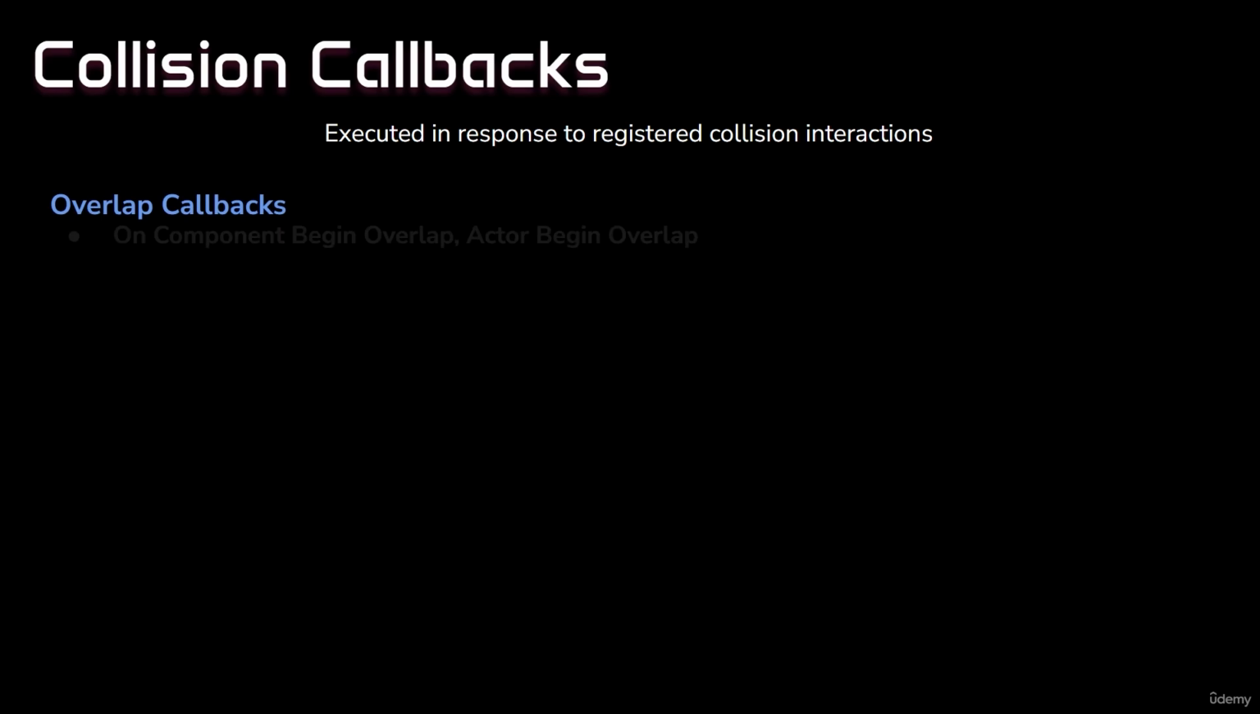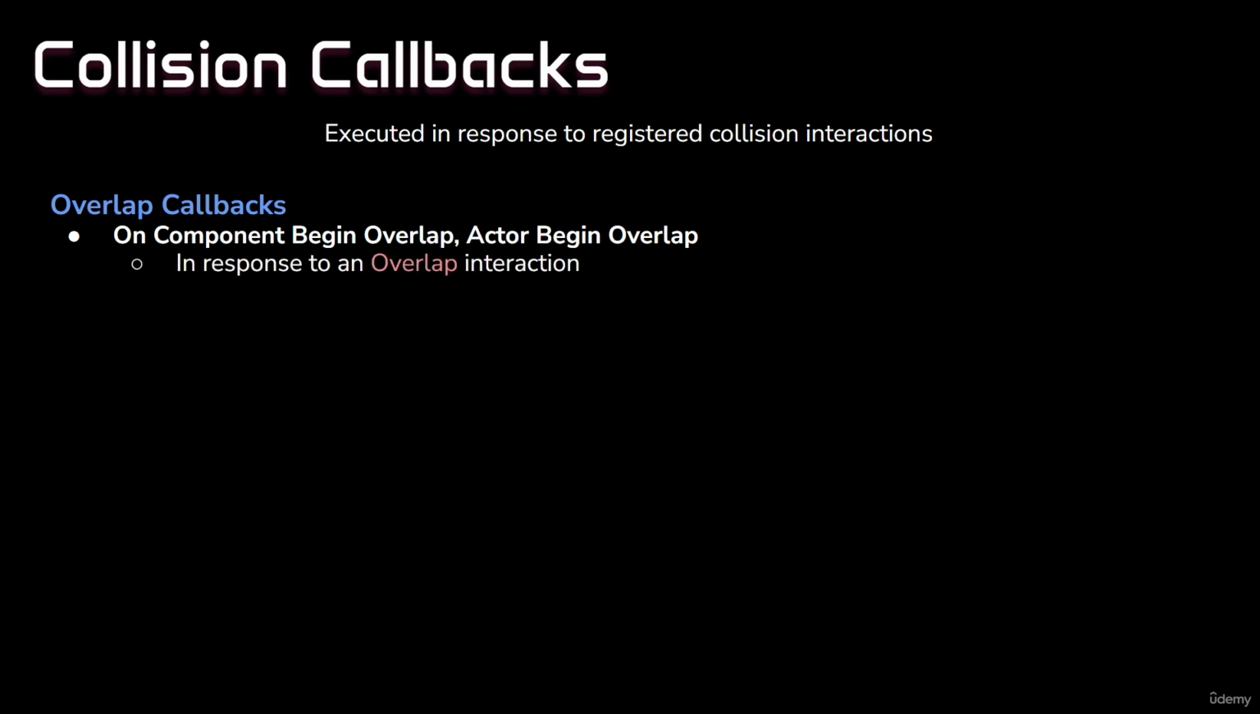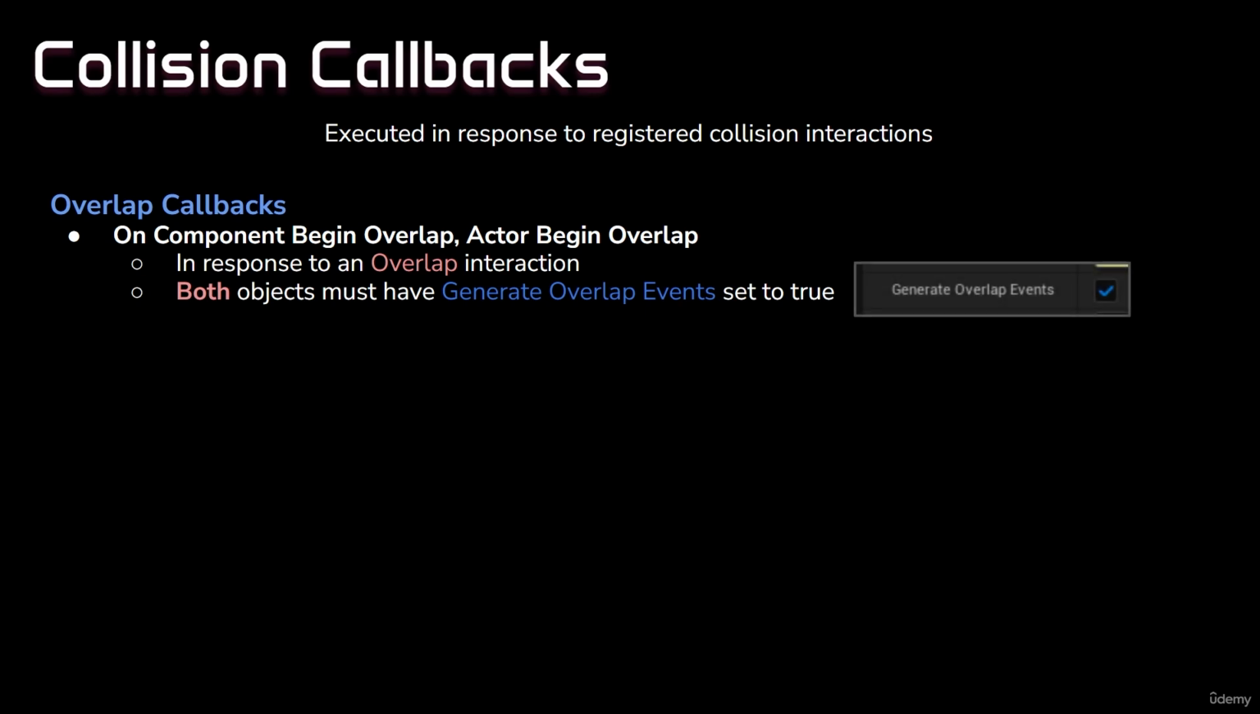Now, collision interactions can result in collision callbacks. These are executed in response to registered collision interactions. Overlap callbacks, such as OnComponentBeginOverlap, ActorBeginOverlap, etc., are executed in response to an overlap interaction. Both objects have to have their Generate Overlap Events property set to true. This is a checkbox in the details panel for that component.